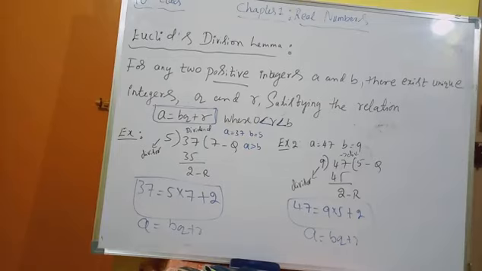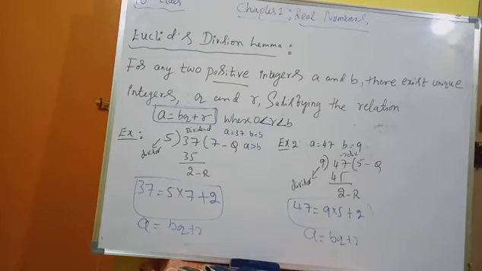Another important point you have to keep in your mind: the unique integers q and r are nothing but the quotient and remainder. What are the integers q and r? q is the quotient, r is the remainder. According to the definition, for any two positive integers a and b, there exist unique integers q and r, the quotient and remainder respectively.